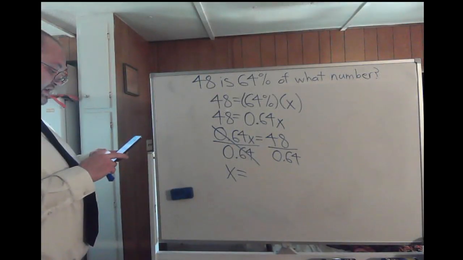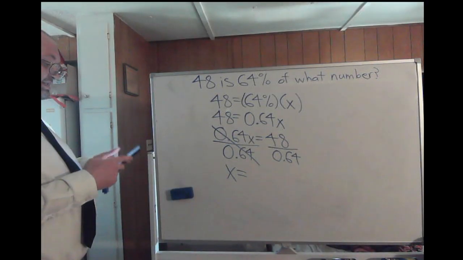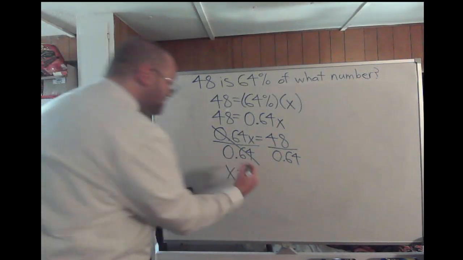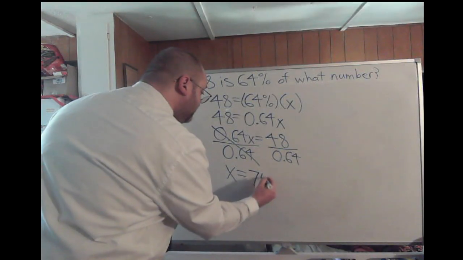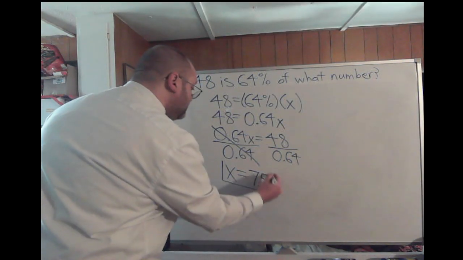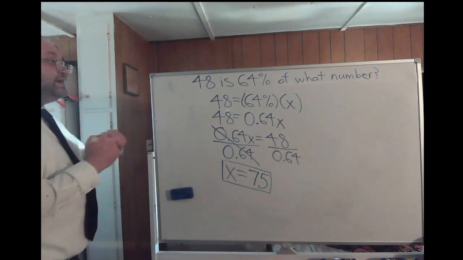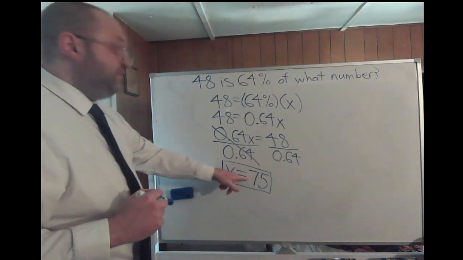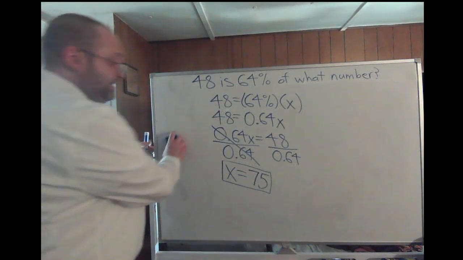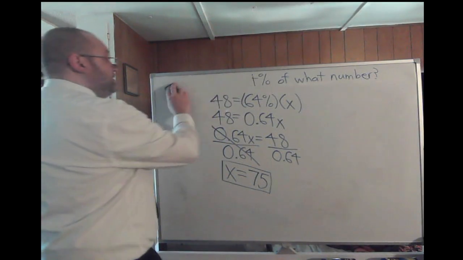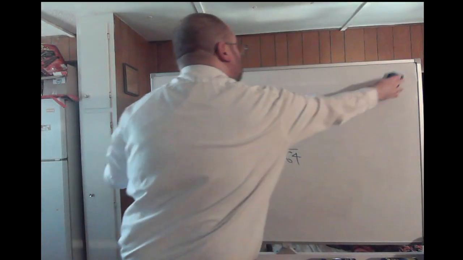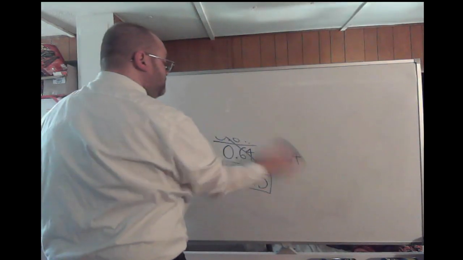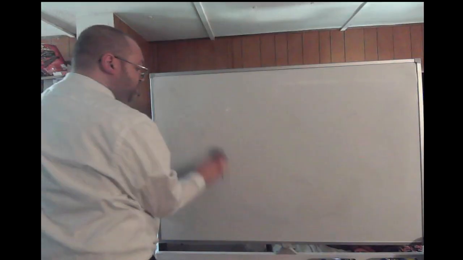So 48 divided by 0.64 is 75. We get the answer of 75. So it turns out 48 is 64% of 75. That's exactly what you would get. One more problem.